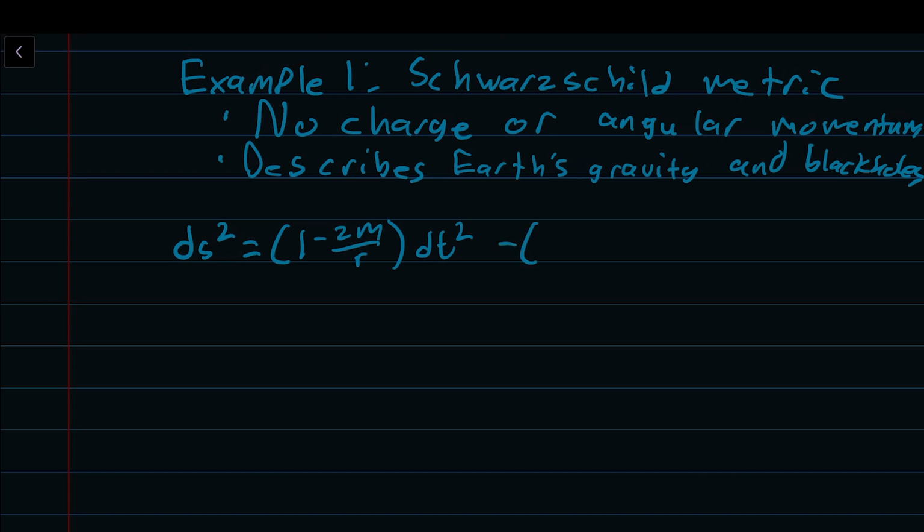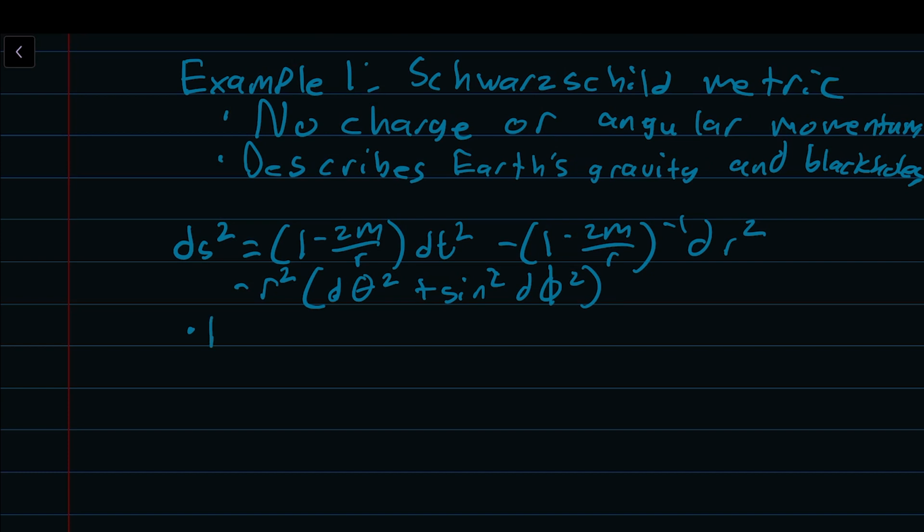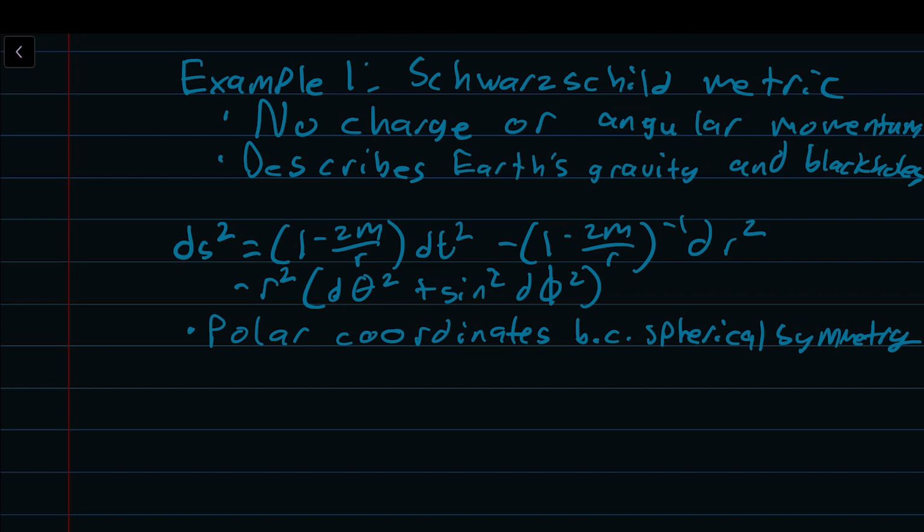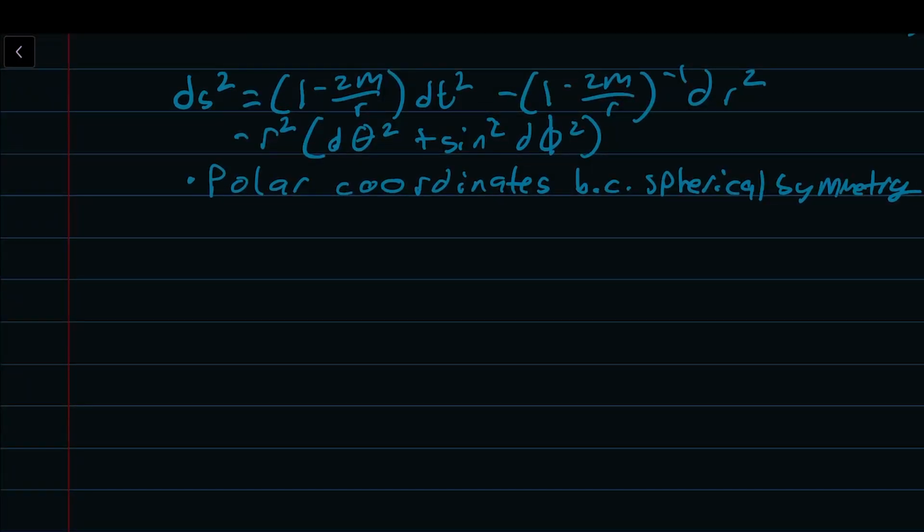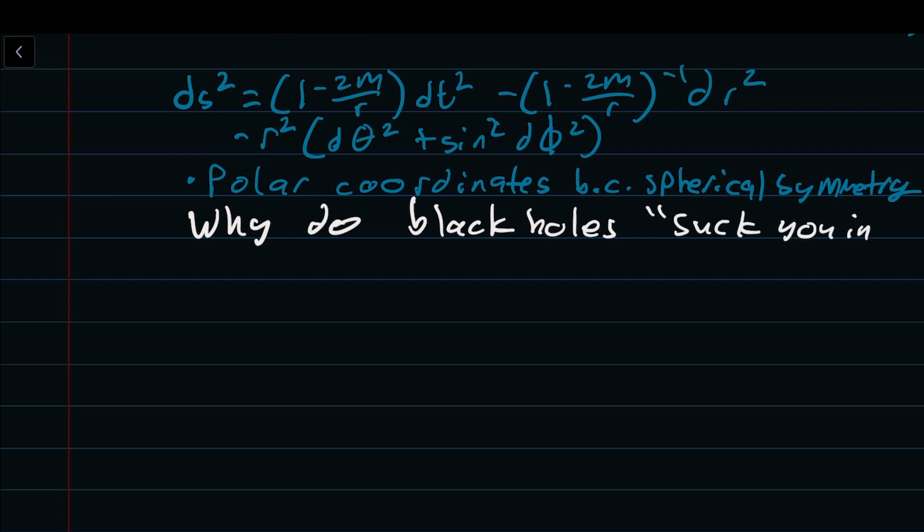We're going to look at the line element ds squared for this. It's a little more complicated than what we saw before. We're going to be using polar coordinates because this is spherically symmetric. So what we have here is 1 minus 2m over r times dt squared, minus 1 over 1 minus 2m over r times dr squared, minus r squared times d theta squared plus sine squared theta d phi squared. If you ignore the 1 minus 2m over r term, you're going to recover basically the same Minkowski metric, that is the flat space metric that we saw before, except in polar coordinates.